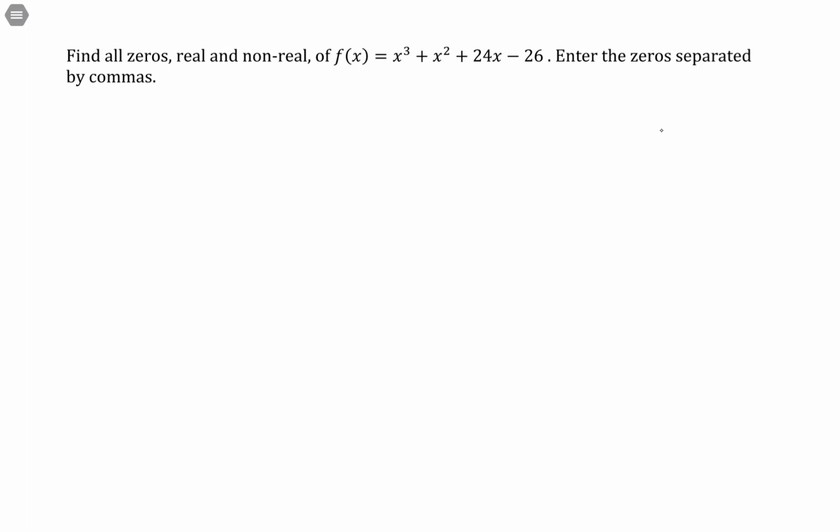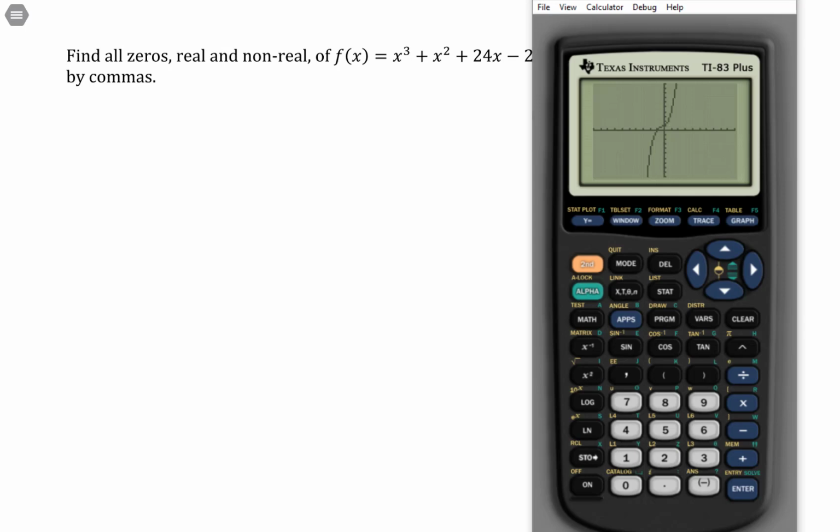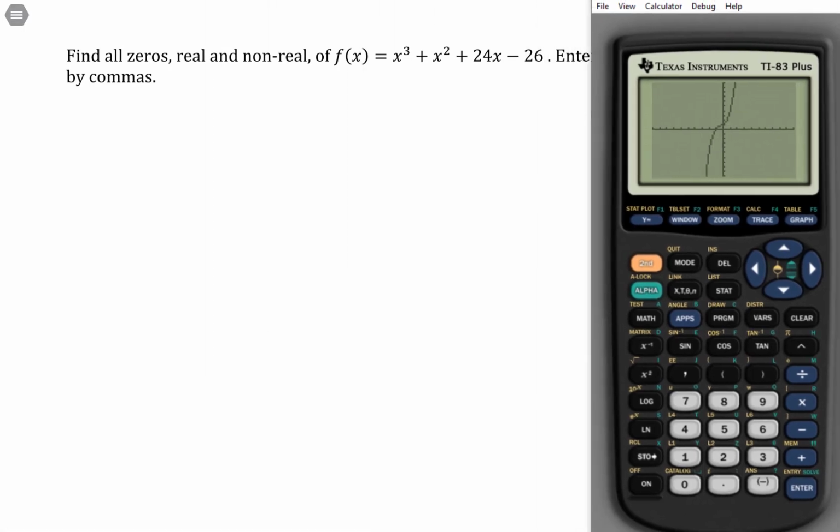The initial zeros we can get through what's called the rational zeros theorem, but that can take a while to come up with the possibilities. What we're going to do, which is a lot faster, is use a graph. So what I am going to do is take the polynomial that I'm given and graph that polynomial. So x cubed plus x squared plus 24x minus 26.